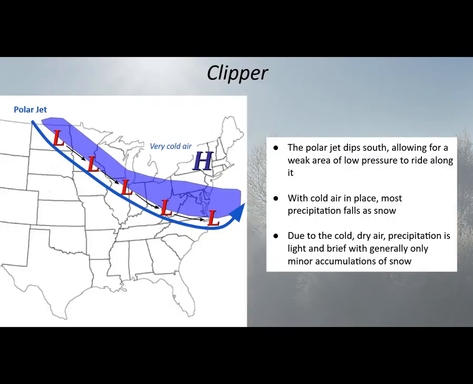But we don't only look at these higher end snowstorms when we're looking at setups that give us snow. We also have our more minor accumulations, and these are often caused by clippers. Now with a clipper, the polar jet dips south, allowing for a weak area of low pressure to ride along it. With cold air in place, most of the precipitation falls as snow. And due to the cold, dry air, precipitation is light and brief, with generally only minor accumulations of snow expected.